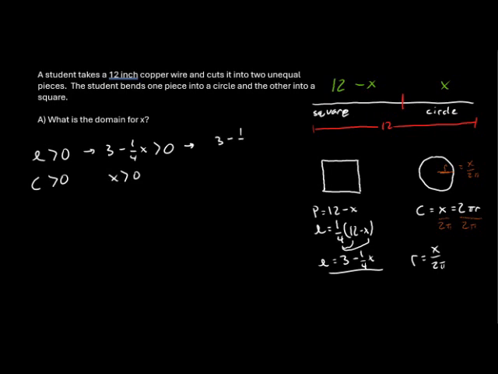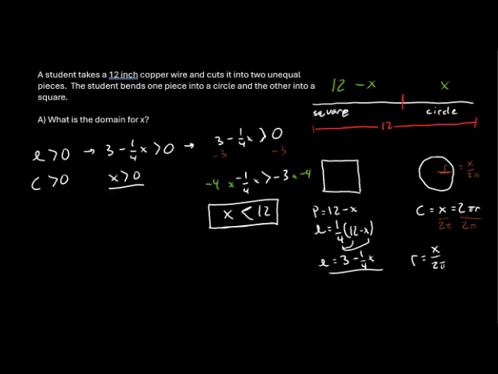If we start with 3 minus 1/4 x greater than 0, and then subtract 3 from both sides, we'll end up with negative 1/4 x is greater than negative 3. To clear this fraction, we can multiply on both sides by the reciprocal of negative 1/4. The reciprocal of negative 1/4 is negative 4. When we make that multiplication, we'll have x on the left, positive 12 on the right, and then the greater than sign will change to less than. Therefore, we come up with x is less than 12.